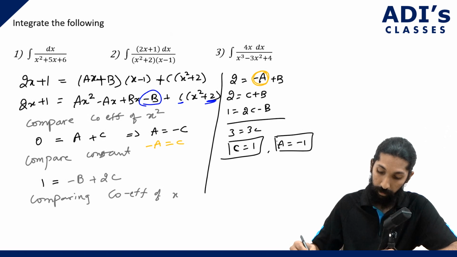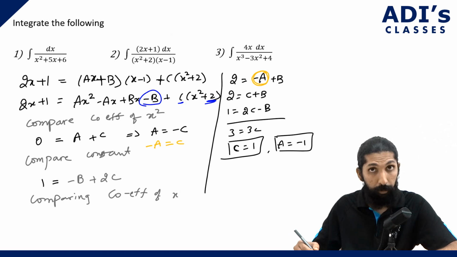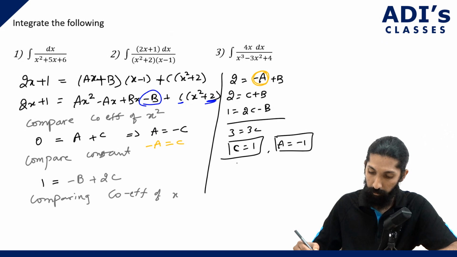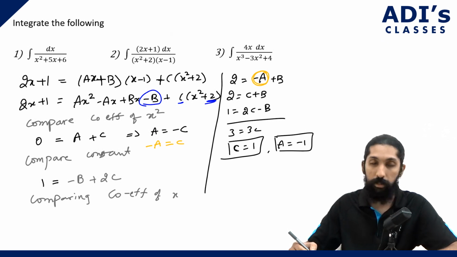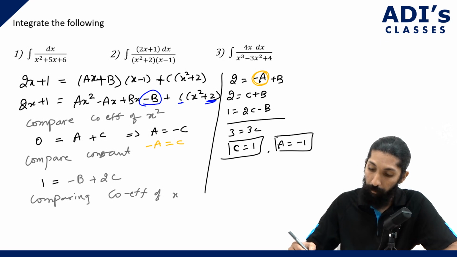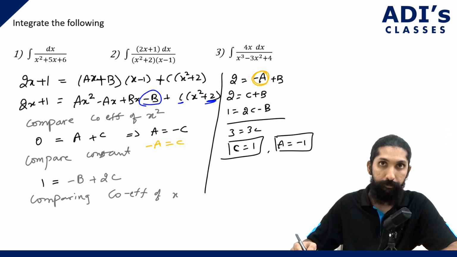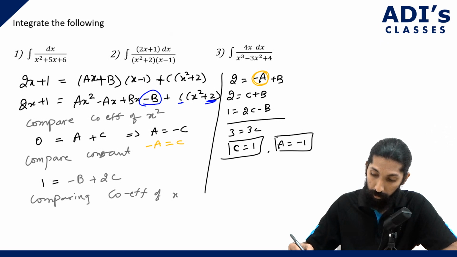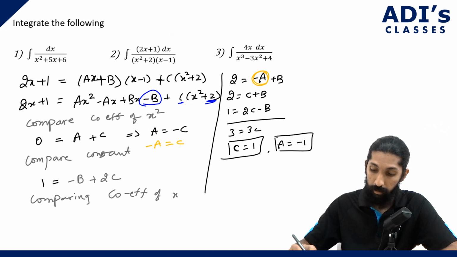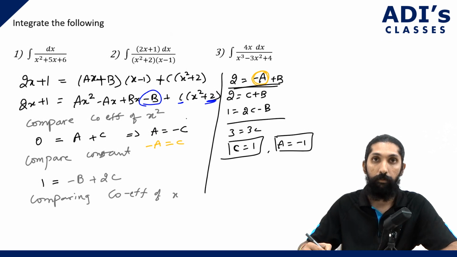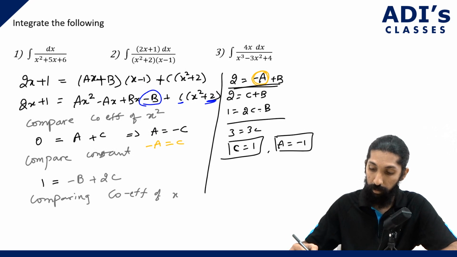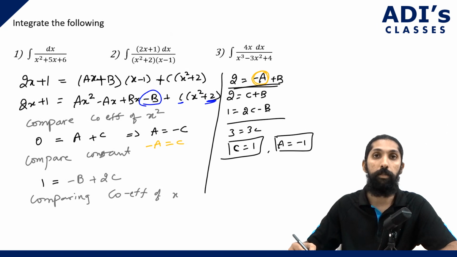Since a is negative 1, we need to find the value of b. Right? You can keep it in the first equation or maybe the second equation. It's entirely up to you. But we need to find the value of b. So for b, I can substitute that in this equation. 2 is equal to minus a plus b. So 2 is equal to 1 plus b, so b is equal to 1.